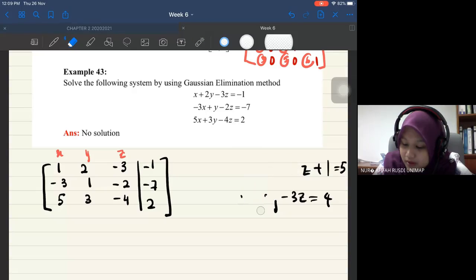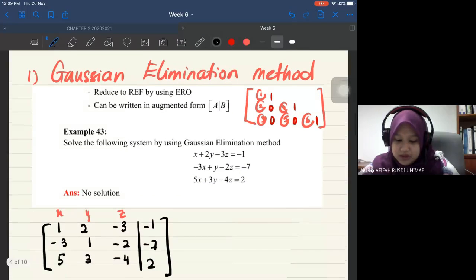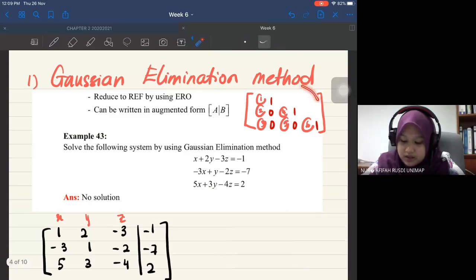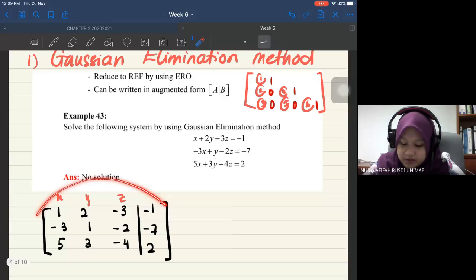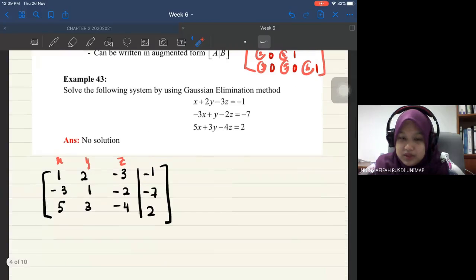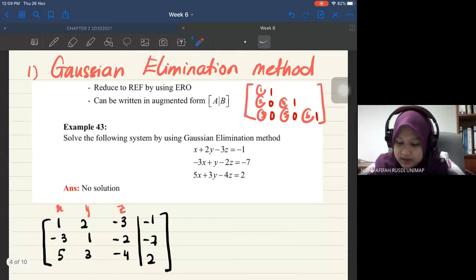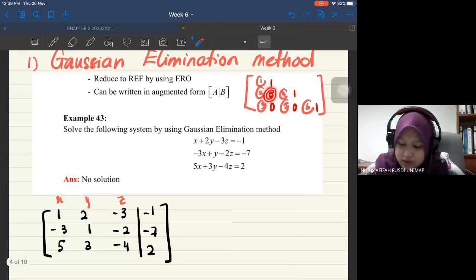So now, by referring to the steps that I gave you just now, let's look here. To reduce this augmented matrix to REF, you must do these 6 steps. So for the first step, we want to make this value 1. It's already 1 here, so the first step is settled. For the second step, we want to make this one 0, and for the third step, we want to make this one 0.